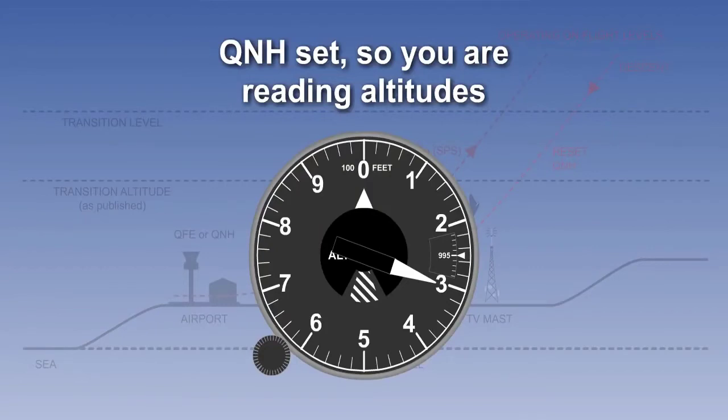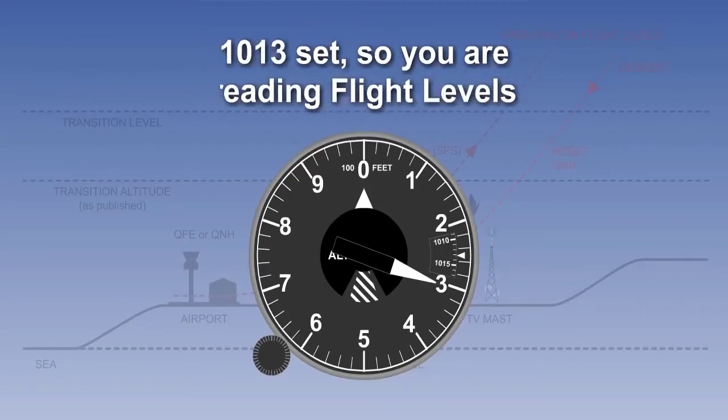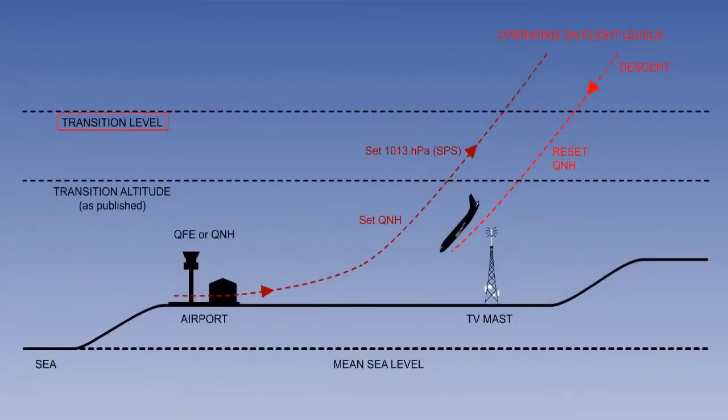Near the ground, on the climb, this is QNH, which is an altitude. Therefore, it must be an altitude, not a flight level, which prompts you to set standard pressure setting. On the descent, however, you have flight levels set as your datum. Therefore, it must be a flight level, not an altitude, which prompts you to reset QNH. Transition level is the first available flight level above transition altitude. Therefore, transition level is the flight level at which we reset to QNH on the descent.